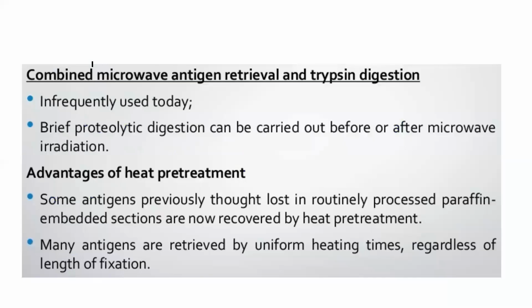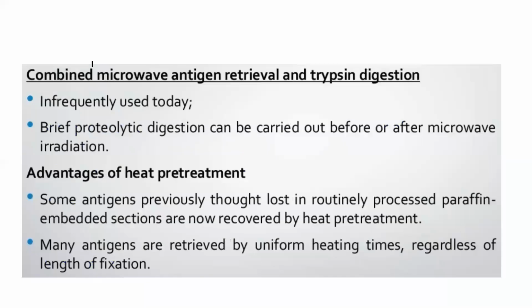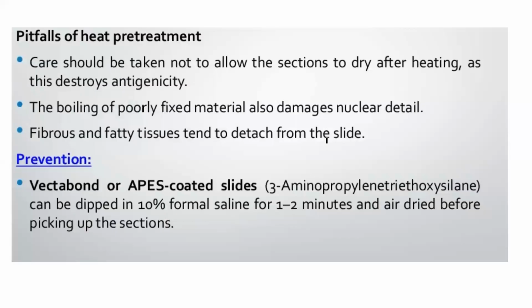So this is all about the antigen retrieval step in immunohistochemistry. As I stated, there are combined microwave antigen retrieval and trypsin enzyme digestions. There are many advantages of these techniques. But yes, there are obviously a few disadvantages of this heating antigen retrieval.